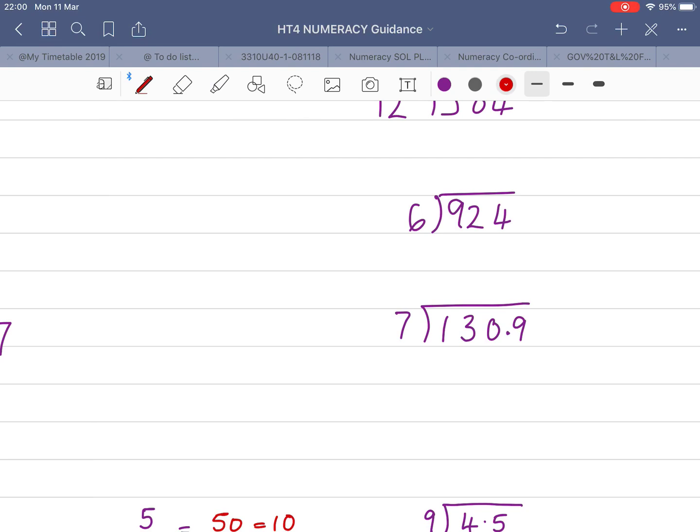How many 6s in 9? 1. 1 6 is 6. I have 3 left over. How many 6s in 32? 5. 5 6s are 30. So I've got 2 left over. How many 6s in 24? 4. No remainder.